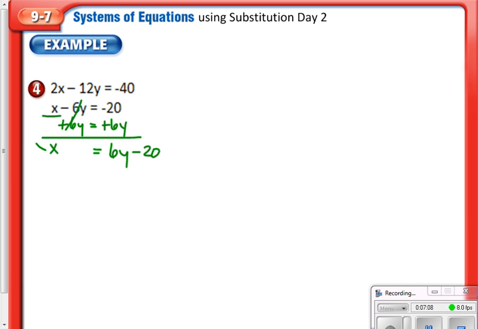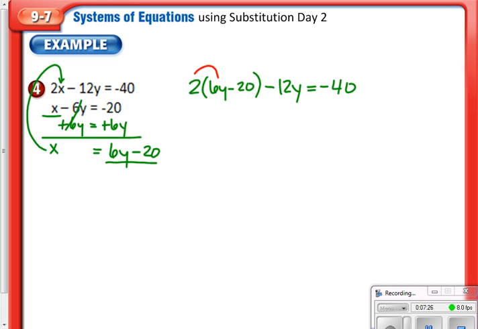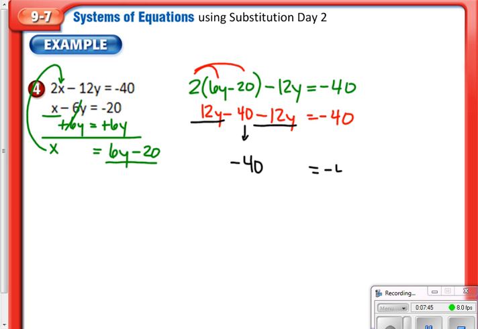We're going to go ahead and substitute this x up here in equation number 1. So we have 2 instead of x. We know x is equivalent to 6y minus 20. And then carry out the rest of that equation. First step here is to distribute that 2. We have 12y. We have negative 40. We have negative 12y equals negative 40. Combine your like terms on the left side. We have a positive 12y and a negative 12y would cancel. So we'll drop down the negative 40 equals negative 40.